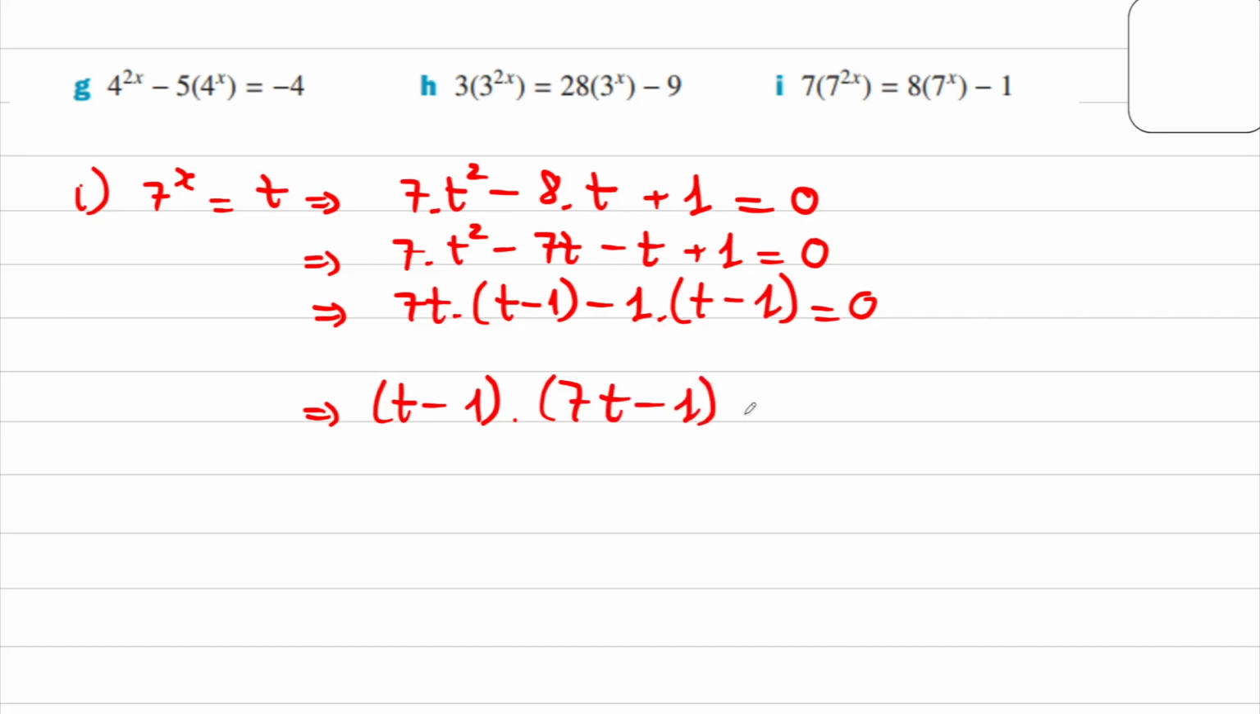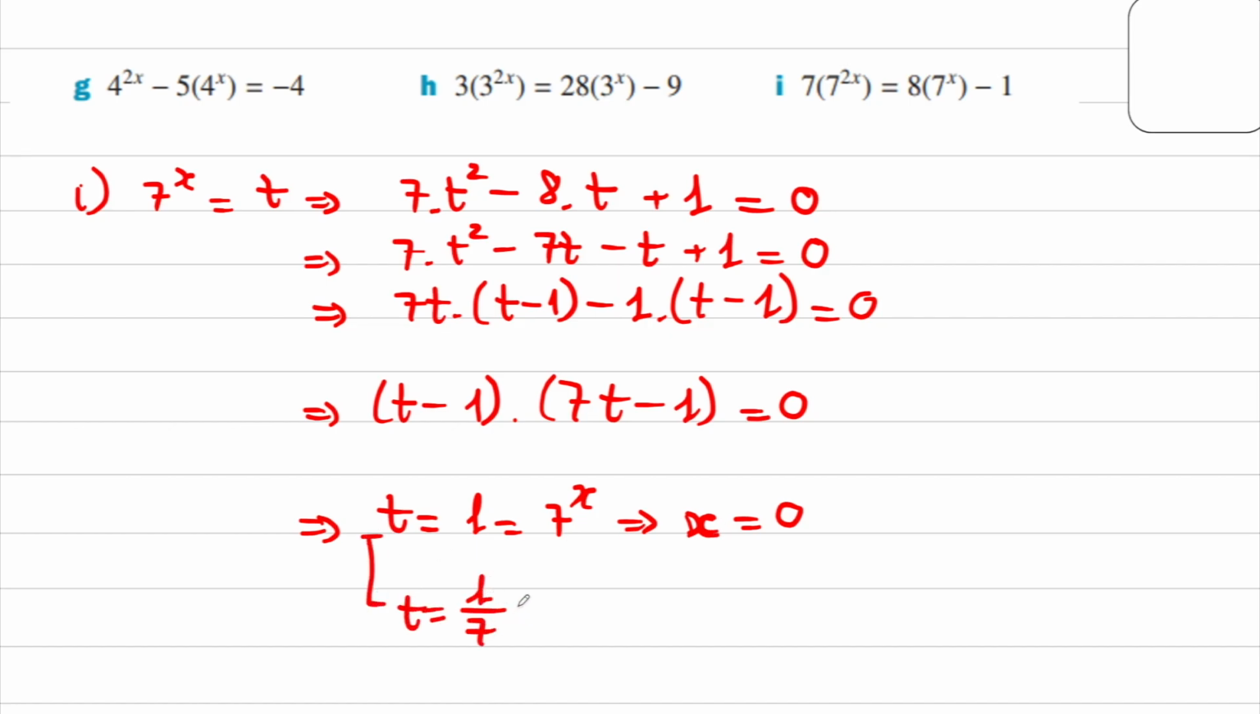7t minus 1 equal to 0. This means t equal to 1 equals 7 to the power of 0. It means x equal to 0. The next one is t equal to 1 over 7. This means 7 to the power of minus 1 equals 7 to the power of x, so x equal to minus 1. Yeah, that's it.